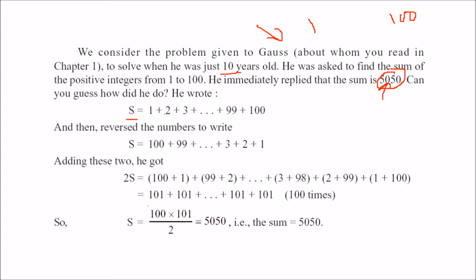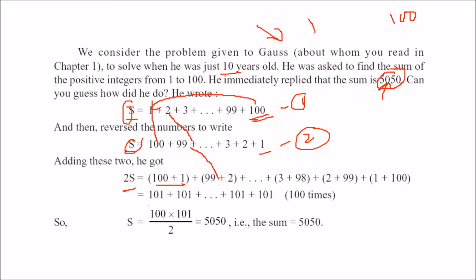He took it like this: S is equal to 1 plus 2 plus till 100. Then he reversed the numbers. Similarly, the same S will be the sum, with the numbers reversed, starting from 100 until 1. Then he added both equations, equation 1 and equation 2. So S plus S is 2S; 1 plus 100 is 101, 2 plus 99 is 101, and he saw that all these additions are 101, and he knew that these occur 100 times. So he multiplied 101 with 100, and because of the 2S, he divided by 2, so the answer came as 5050.